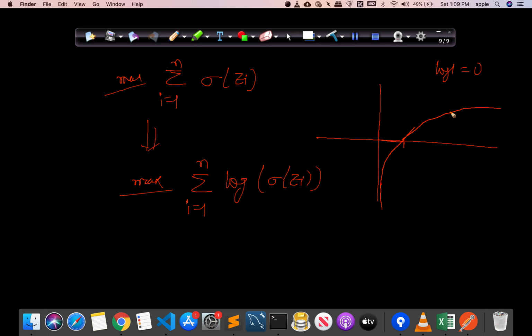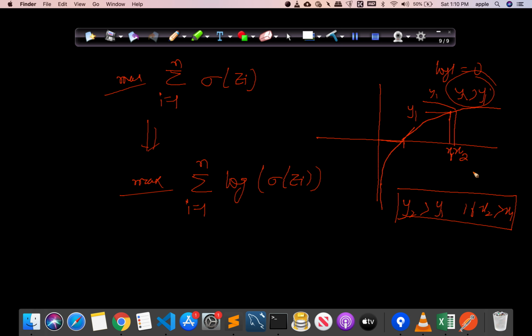There is no point where a value decreases from where a value is less than the current value. Suppose the value for this particular x is y1, and for this particular x which is greater than x1, suppose this is x1 and this is x2, and the value here is y2, so y2 will always be greater than y1. If x2 is greater than x1, then y2 is greater than y1, and this will hold for every value of x in this domain. Then we can say that this function is strictly increasing, and when this function is strictly increasing and we pass any function to this, the final behavior of the function will never change.